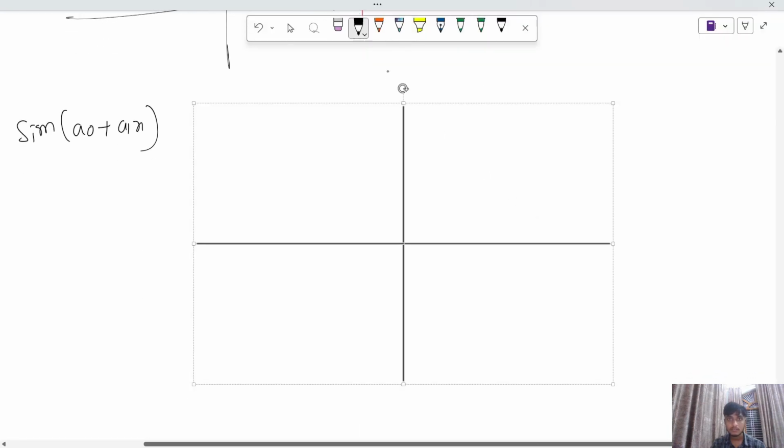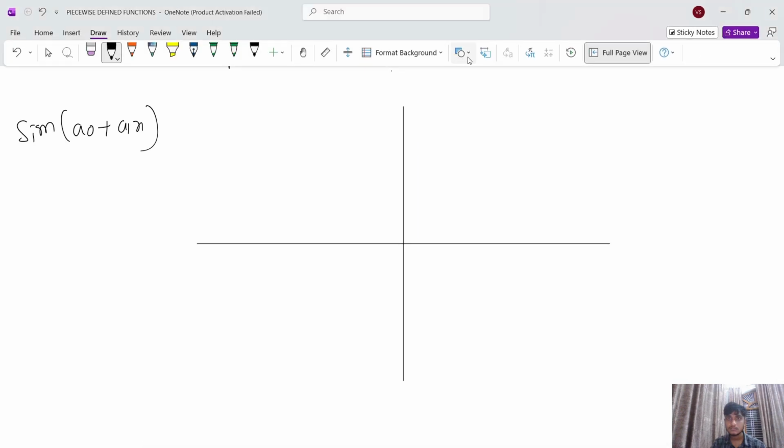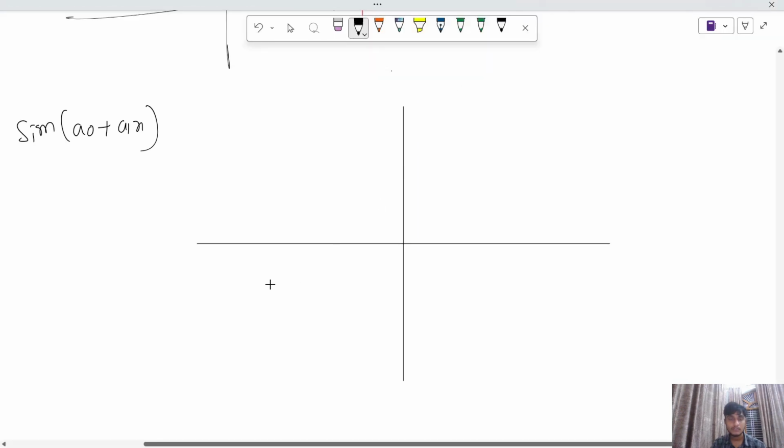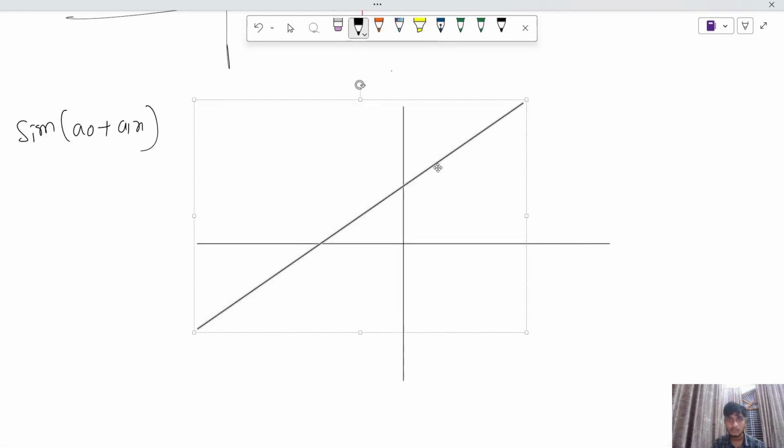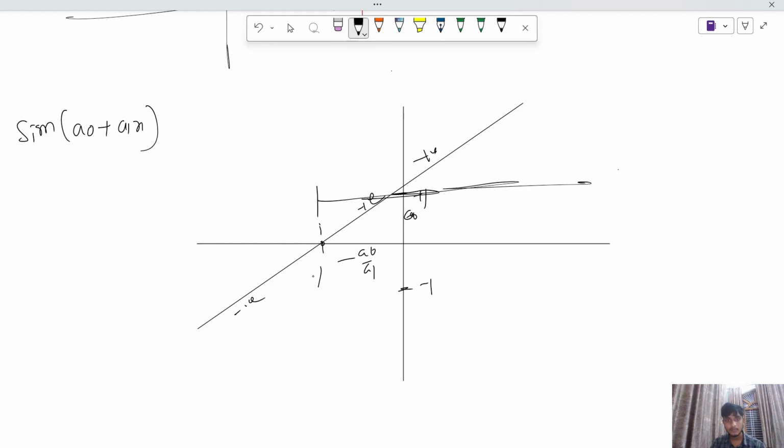Take a plot or take a line. So this will be a naught minus a naught by a1, positive, positive, and here it's negative. Let's say somewhere here it's +1, somewhere here it's -1. So at this range this is positive, so this is like this, and here it's negative, so this is like this.